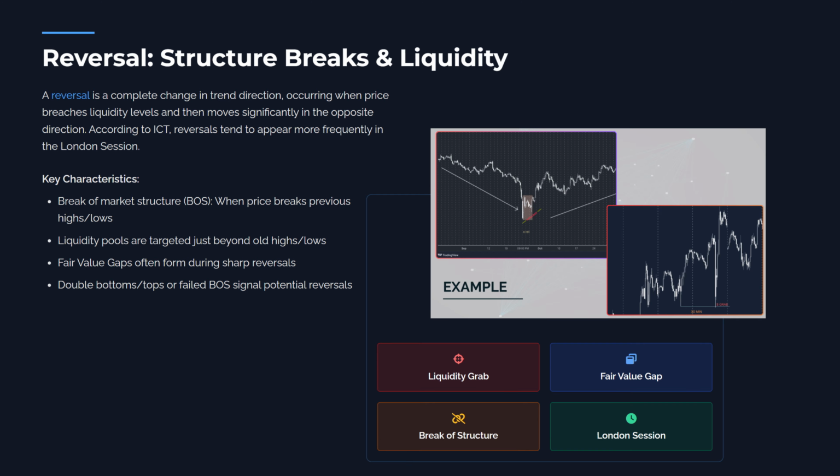We also look for failed breaks of structure and double bottoms or double tops as signs of potential reversals. These patterns tell us that the institutions have tried to push price further, but couldn't, so they're probably going to change direction. Reversals are most common during the London trading session, when there's high volume and lots of institutional activity.